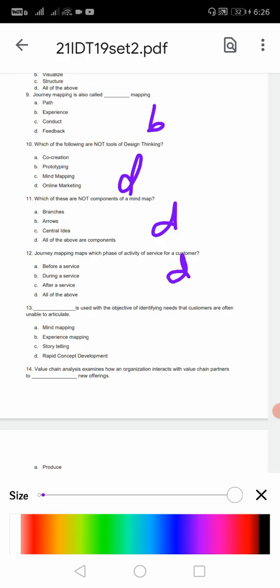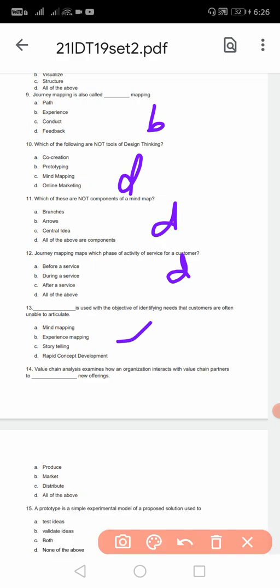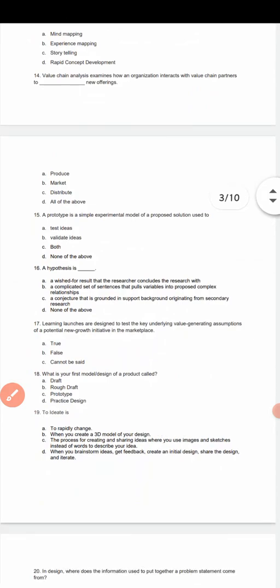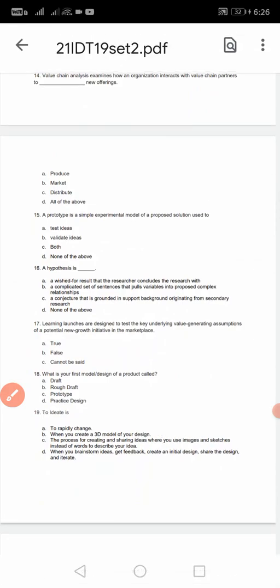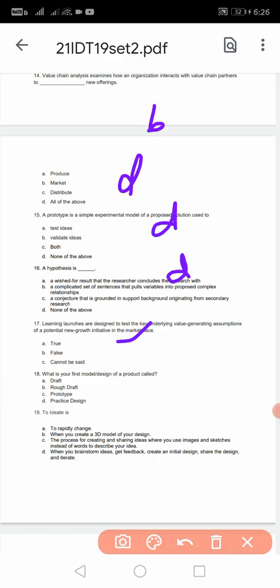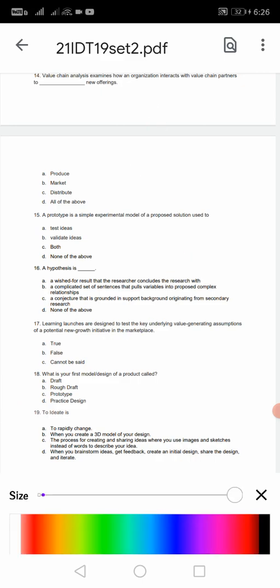13th, dash is used with the objective of identifying needs of the customers. For the 13th question, what is the answer? B, experience mapping. Next, we'll move to the 14th question. Value chain examines how an organization interacts with the value chain partners to dash new offerings. For question number 14, the answer is D, all of the above. Produce, market, and distribute all.